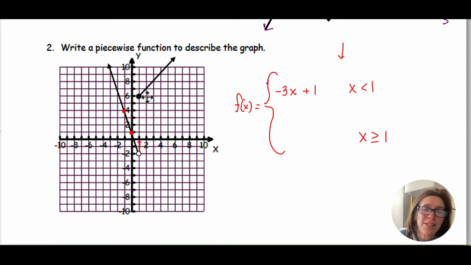That one was nice and easy because it went through the y-intercept. Here, lots of different ways you could think about this. You could first find your slope. In this case, I can see that the slope is up 1 over 1. So my slope is 1, but my y-intercept isn't on the graph. But if I went down 1 over 1, I'd be at a y-intercept of 5. So I could do that. I could say x plus 5.